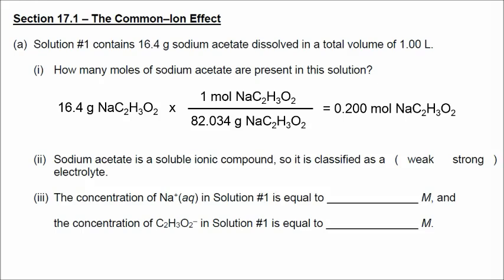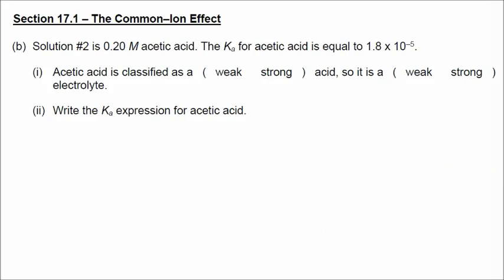Sodium acetate is a soluble ionic compound, so it is classified as a strong electrolyte. And since it breaks up into sodium ions and acetate ions, the concentration of each of these ions is 0.2 moles per liter. Our next solution is 0.2 molar acetic acid.